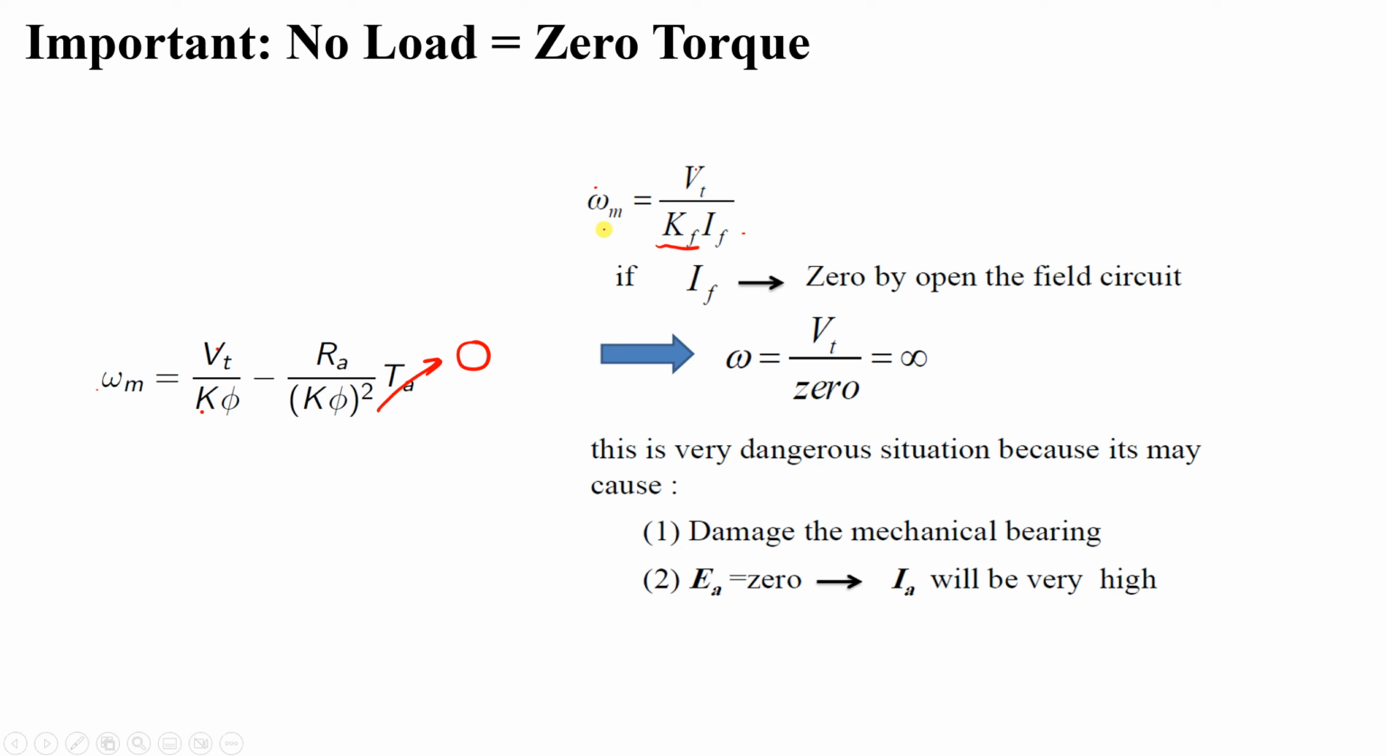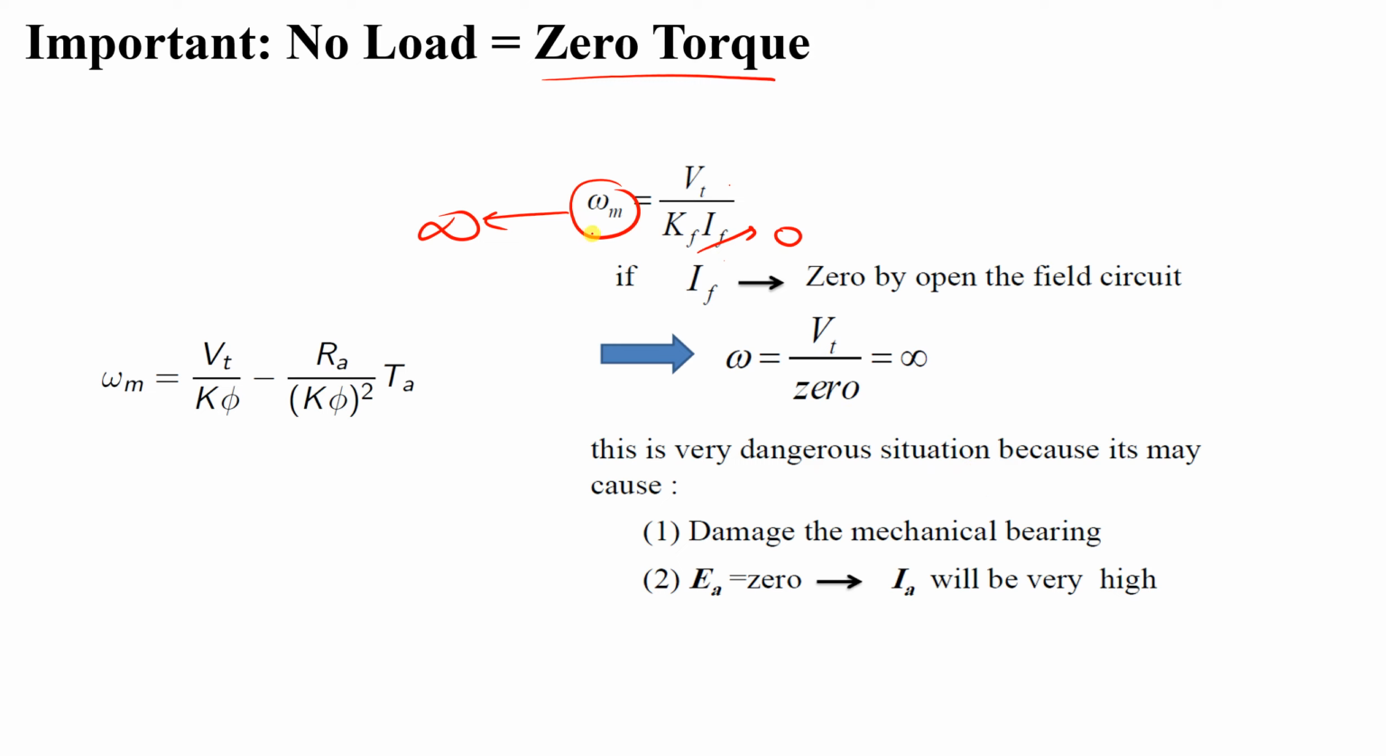The problem is that at zero torque, no load connected, and at the same time, if we suddenly make I_F equal to 0, we make it an open circuit for any kind of reason, what will happen is that omega will go to infinity, or be very, very large. Anything divided by 0 gives us infinity. So V terminal over 0 gives us infinity, which is a very dangerous situation.